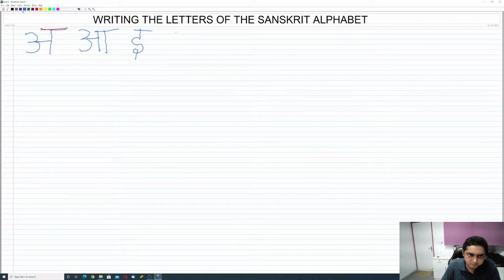Now we are going to write the next letter, Ee. So this is how you write the letter Ee. So here we wrote it just like the letter I, but we added an arc on the top. So let me tell you what is a Hrasva swara and Dirgha swara.